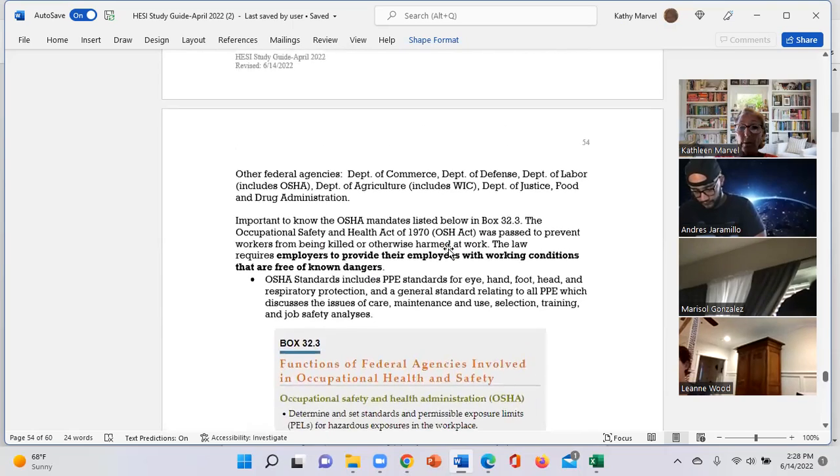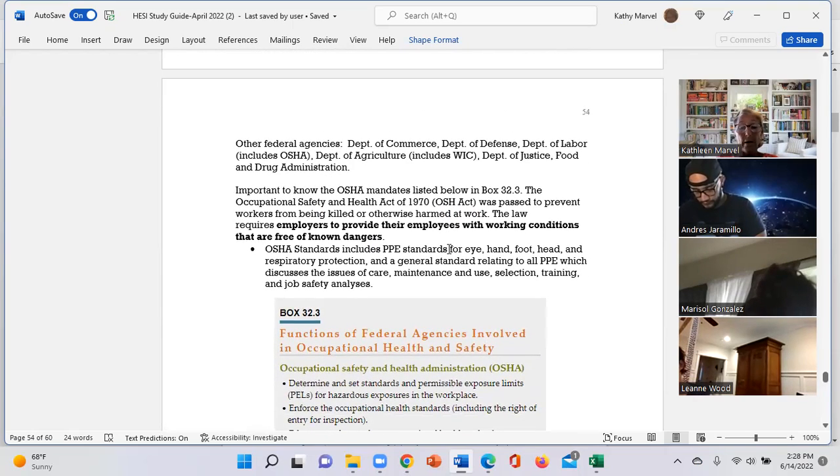We have OSHA. We have the FDA we talked about, the EPA we talked about, CDC, right? Remember, we have World Health Organization is global. Then we have our federal agencies, and then we have our state agencies, and they all go all the way down to the local level, right?